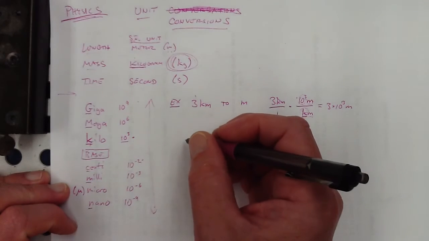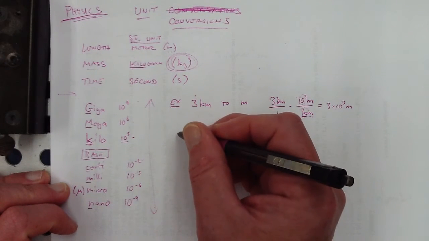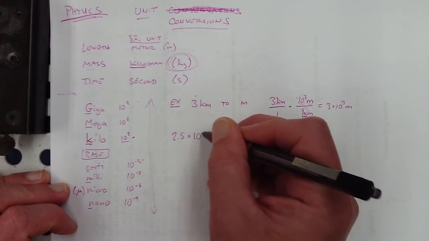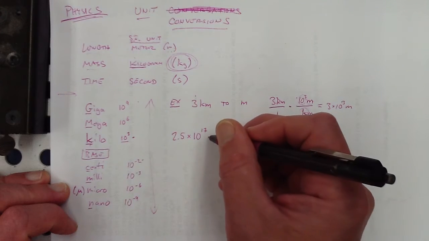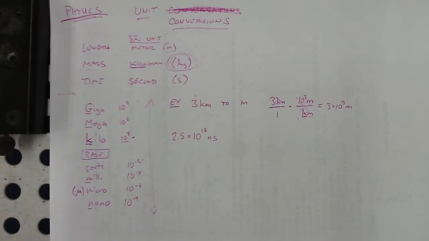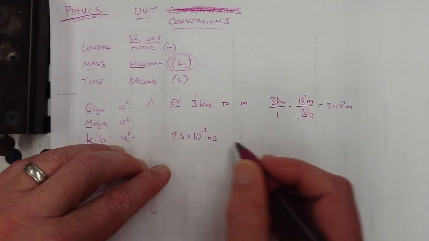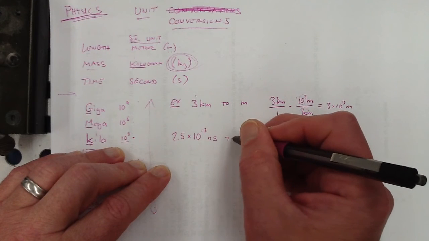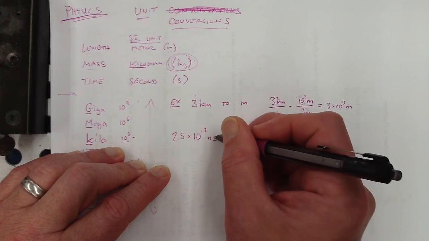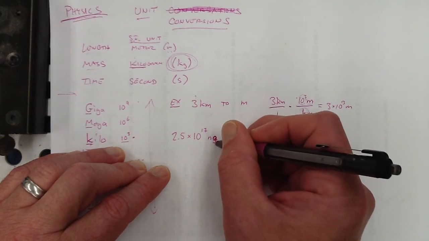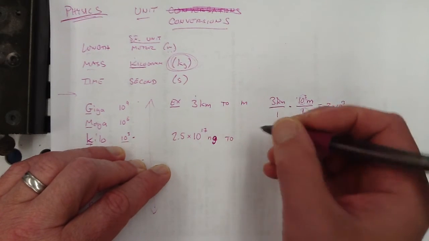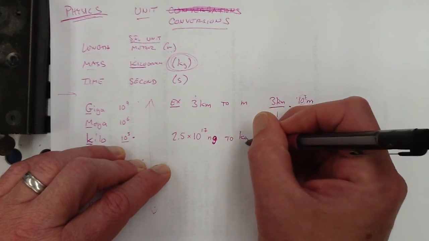Let's say we have, how about 2.5 times 10 to the 17th nanoseconds. Gee, that sounds like it could be a long time. I don't know. Let's convert that to, let's do nanograms for this one. I want to do another example with seconds in a minute. Maybe I'll use the same number. We'll see. So let's do nanograms to kilograms.